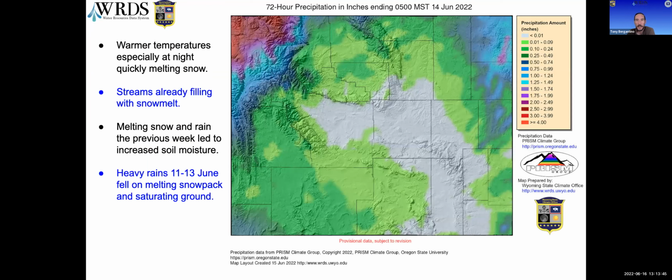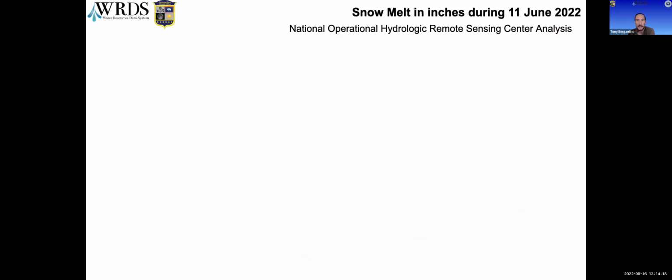Although we did see about 1.5 inches or so of precip in the northeast, the big story is still this area over here in the northwest corner, which saw 2.5 to more than 4 inches in some places over this 4-day period, ending basically around 5 a.m. on June 14th. And keep in mind that these rain totals, as we go forward and look at these next slides, are some pretty substantial totals for a 3-day period. So if you go to the next.